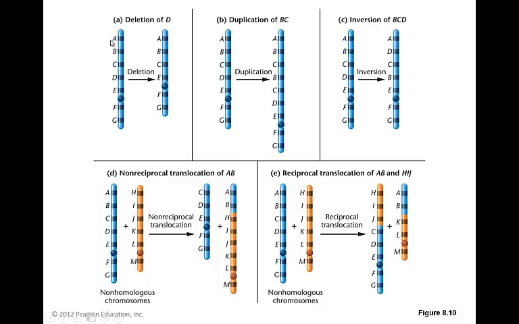So let's look visually at what's happening here. In a deletion, you might have a chromosome here, A, B, C, D, E, F, G. But there might be a deletion where you have a breakage and a loss of, right here, section D. So you would go A, B, C, E, F, G.